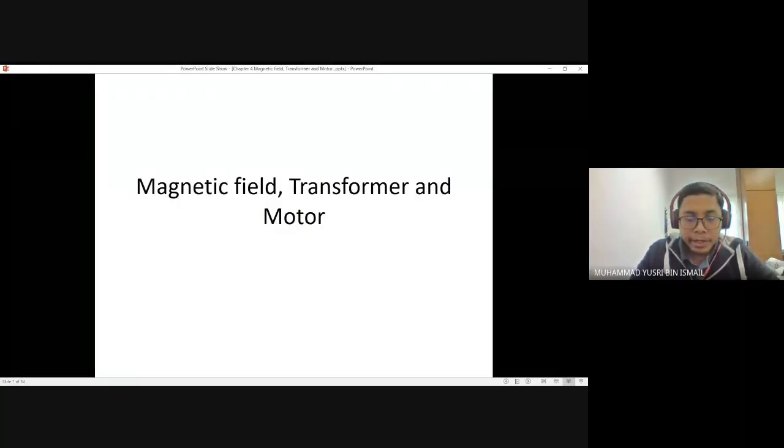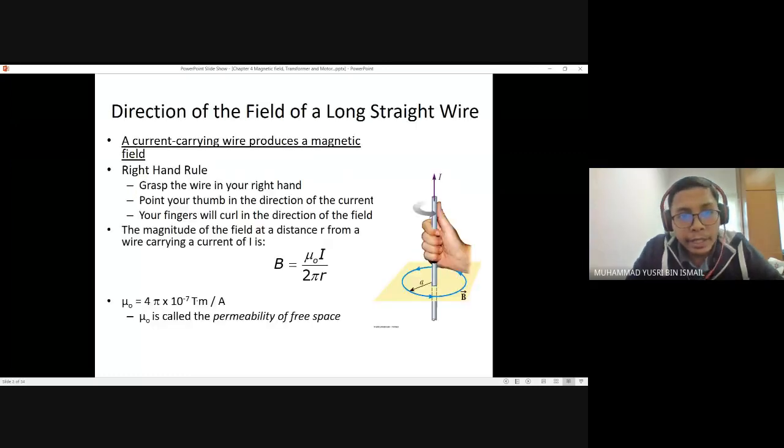Okay, so for the magnetic field, first there are three types of magnetic field. The first one is the magnetic field around a long straight wire. Basically, the right hand rule. You can imagine using your right hand rule.